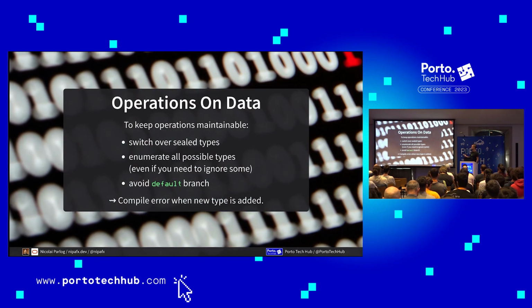So the key to making the operation maintainable is this: you want to switch over a sealed type, you want to enumerate all possible subtypes, even if you have a triple or sum, and then you want to avoid the default branch.